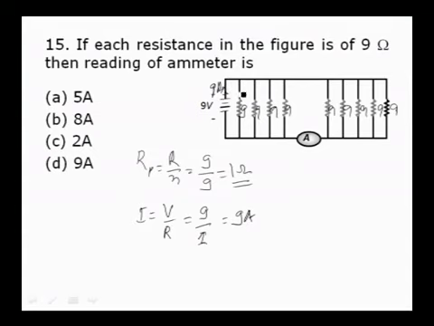Because of the identical resistors, current will divide equally. There are 9 resistors, so each resistor carries 1 ampere. 1 ampere, 1 ampere, and so on. Counting the branches: 1 ampere, 2 ampere, 3 ampere, 4 ampere, 5 ampere. The 5 ampere of current flows through this part of the circuit. Therefore, the reading of the ammeter is 5 ampere. The correct option is A.